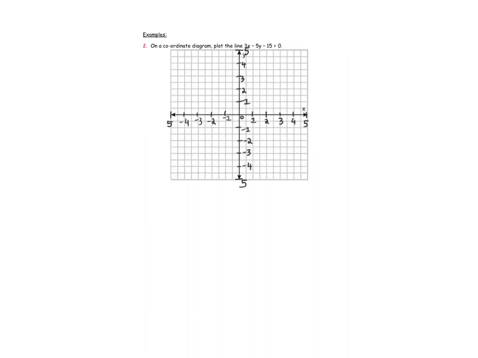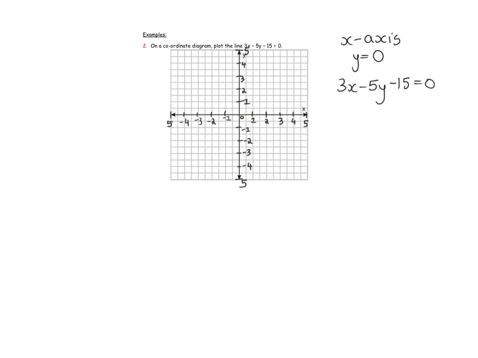Example 2 here asks us to, on a coordinate plane, plot the line 3x minus 5y minus 15. To do that, we first of all need to figure out where it cuts the x-axis. And then we need to figure out where it cuts the y-axis. Now, where the line cuts the x-axis, we let y equal to 0. And we know how to do this from a previous video. So we take the equation of the line, we have 3x minus 5y minus 15.